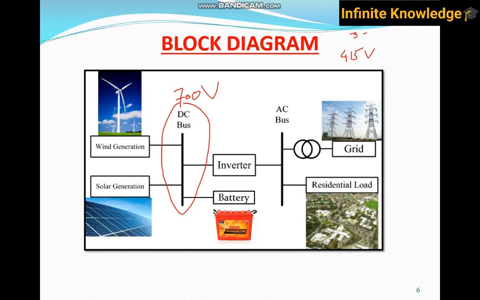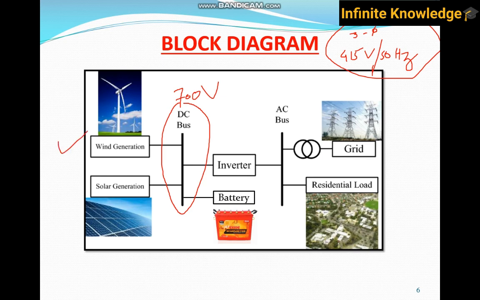We mostly get 415 volt, 50 hertz from the grid in India. In another state or another country, you might get another voltage level, but yes, we can design for that voltage level also. It is just a matter of changing some values.